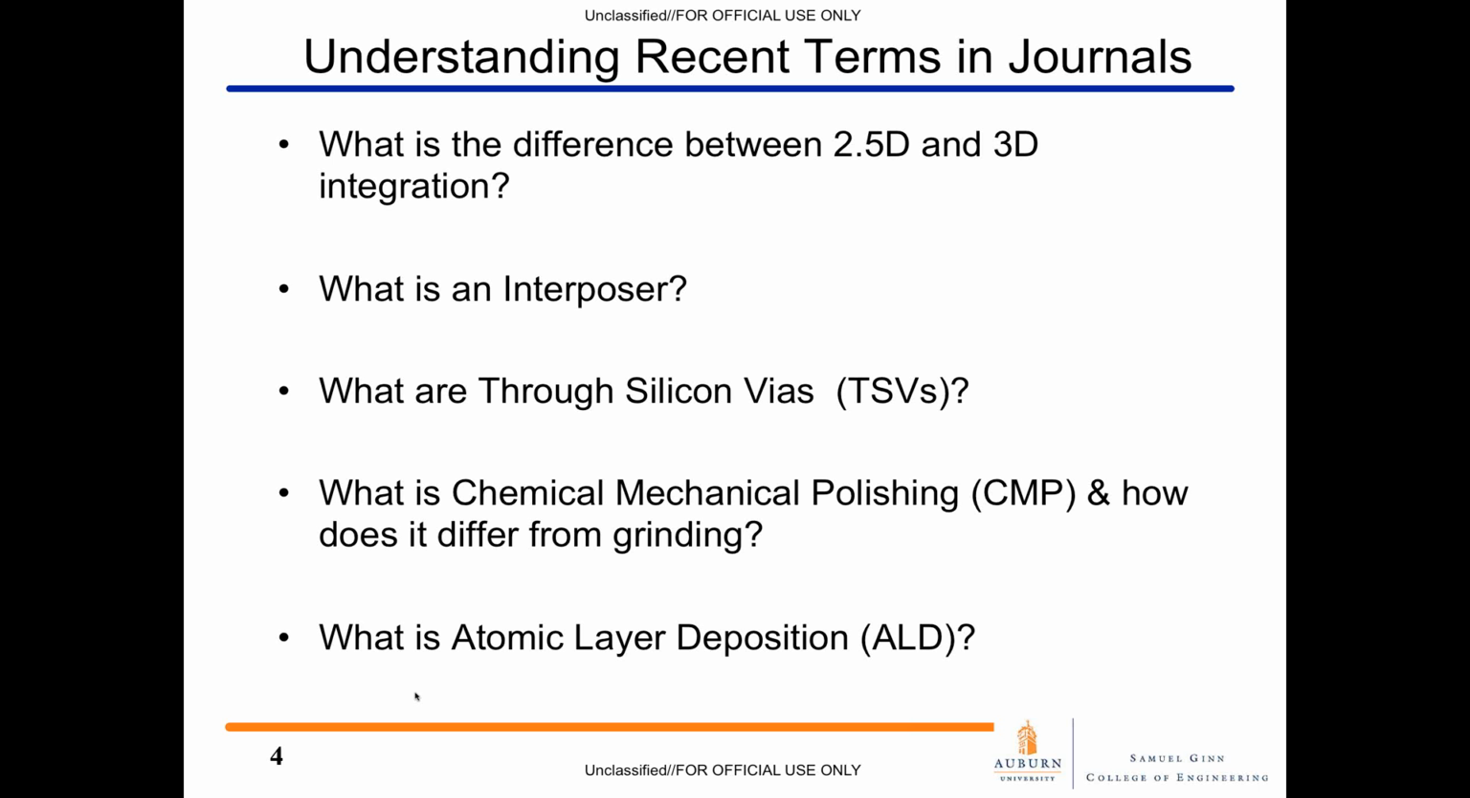I want to introduce you through the webinar to some terms that you may have seen. Many of you may be familiar with these, but just in case you're not, we want to go through some of the terminology that you'll hear, and hopefully understand what some of these items are: the difference between 2.5D and 3D integration, what an interposer is, what through silicon vias or TSVs are, what chemical mechanical polishing is and how it differs from grinding, and what atomic layer deposition is. We'll cover a lot of other material, but these are items you may have seen recently in journals or in your readings, but maybe didn't quite understand. So we'll try to clear those up a little bit more.